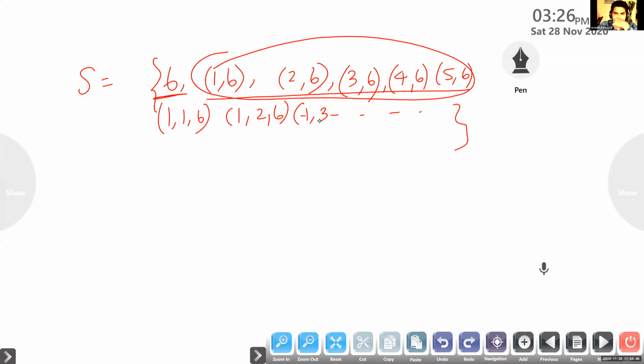116, 126, 136, 146. It goes on. Likewise, you can start 216, 226. So you'll get so many elements, 216 elements you will get. So we are not writing all; we are writing this as etc. So this is the case with the third throw. Now you need the fourth throw, fifth throw. It goes on endlessly. So this is an example for an infinite sample space.